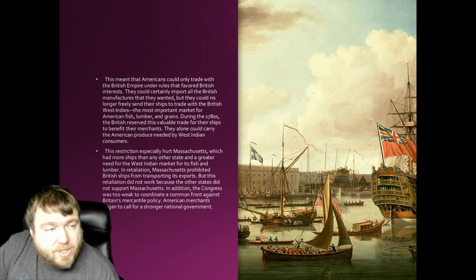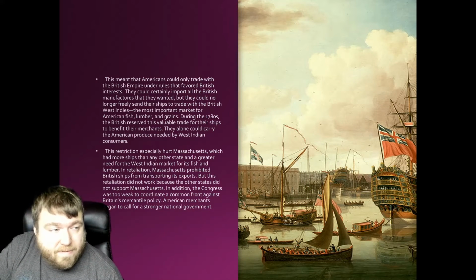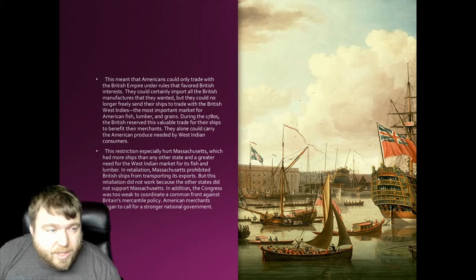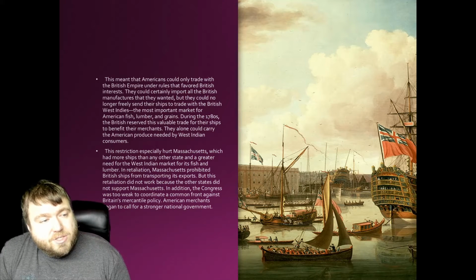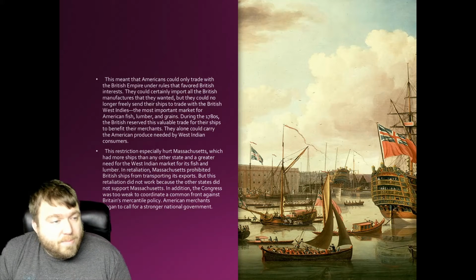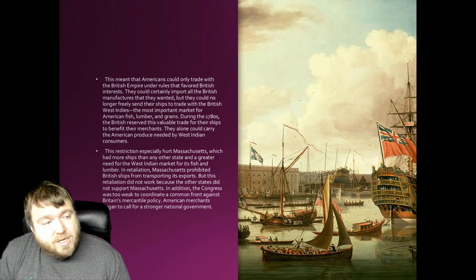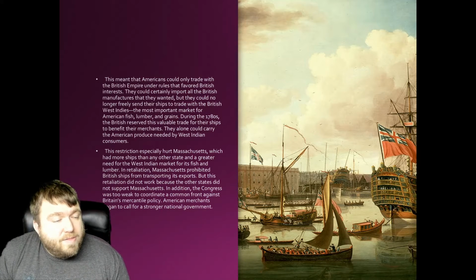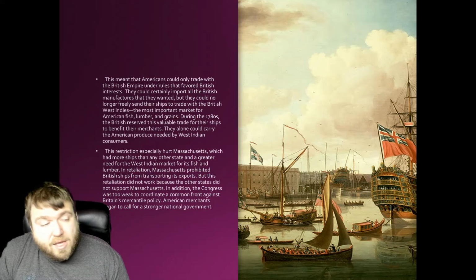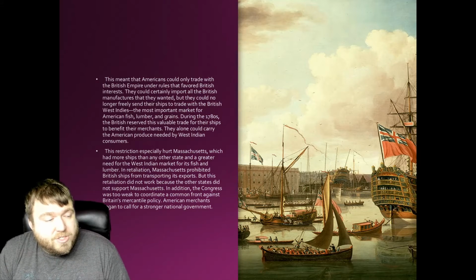This meant that Americans could only trade with the British Empire under rules that favored British interests. They would certainly import all of the British manufactures that they wanted, but they could no longer freely send their ships to trade with the British West Indies, the most important market for American fish, lumber, and grains. During the 1780s, the British reserved this valuable trade for their ships to benefit their merchants. They alone could carry the American produce needed by West Indian consumers. This restriction especially hurt Massachusetts, which had more ships than any other state and a greater need for the West Indian market for its fish and lumber.